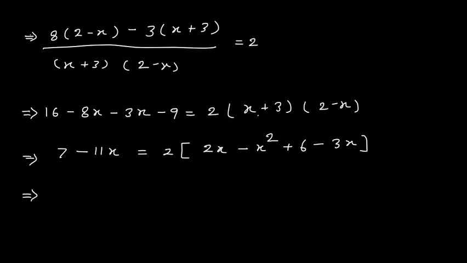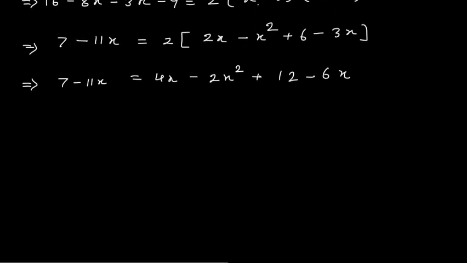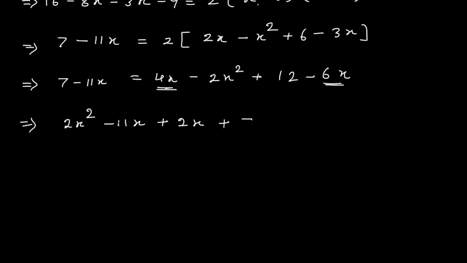Now this gives me 7 minus 11x is equal to 4x minus 2x square plus 6 twos are 12 minus 3 twos are 6x. Okay, so what we do, we bring this minus 2x square on the left hand side, so it will become 2x square. Then here on the left hand side we have minus 11x, on the right hand side we have 4x minus 6x which is minus 2x, so when it is brought on the left it will be plus 2x. Then we have on the left hand side plus 7 and this 12 we will bring on the left, it will become minus 12. So this is equal to 0.